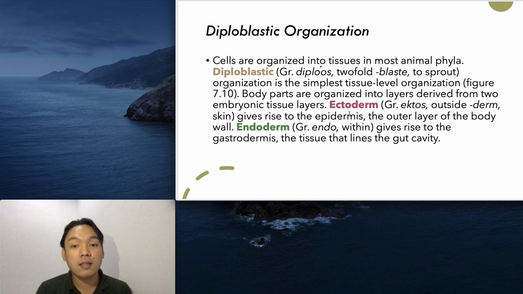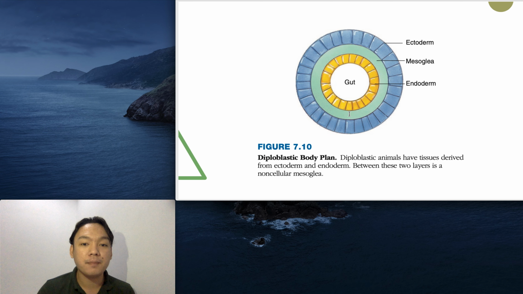When you say diploblastic organization, we have cells that are organized into tissues. We call that twofold, diploblastic, the simplest tissue level of organization. We divide the body into two embryonic tissue layers. The first one is the ectoderm, the outside, which gives rise to your epidermis and the outer body layer of your body wall. The endoderm gives rise to the gastrodermis, the tissue that lines your gut cavity, the internal organs.